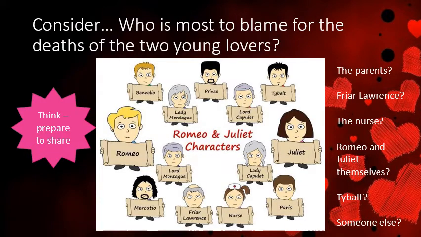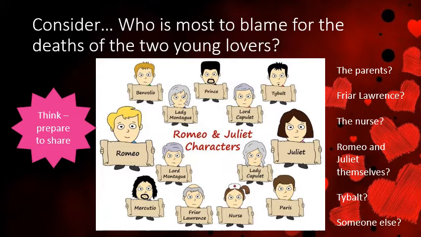So the first thing I want you to consider, and again, this is something for you to pause and have a think about and maybe jot down some notes: who is the most to blame, in your opinion, for the deaths of the two lovers? Is it the parents? Is it Friar Lawrence? Is it the nurse? Is it Romeo and Juliet themselves? Is it Tybalt, or is it someone else? So pause there, have a think about that, jot down some notes. You could do that in bullet points, you could just jot down some ideas, or you could do it just by thinking if you prefer.